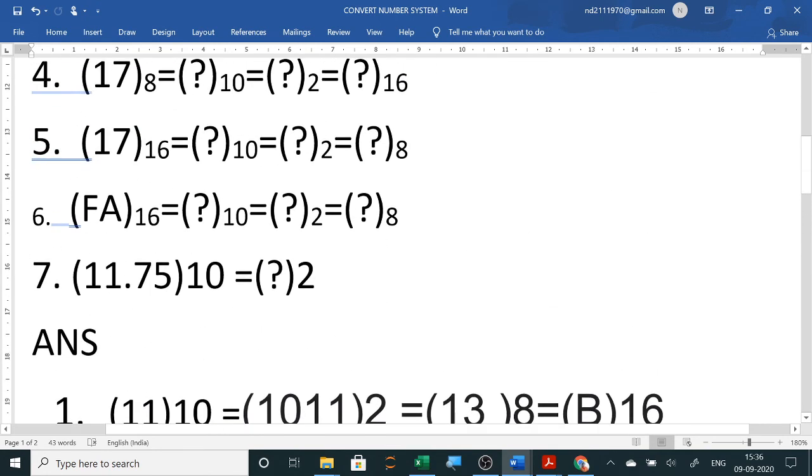Now we have to do our fractional part also. In our other videos we will discuss all these things.